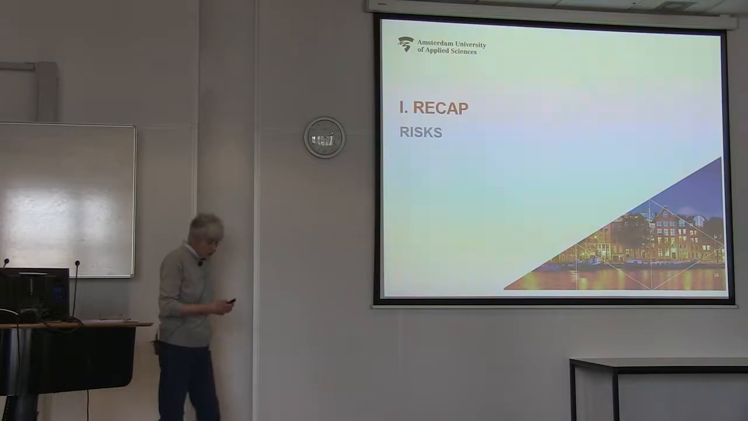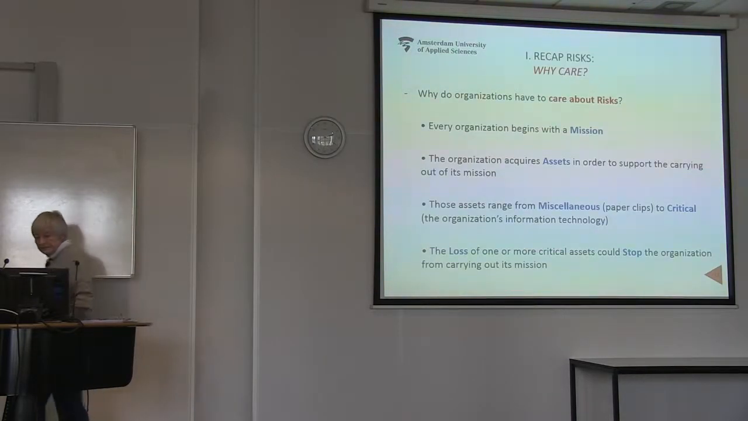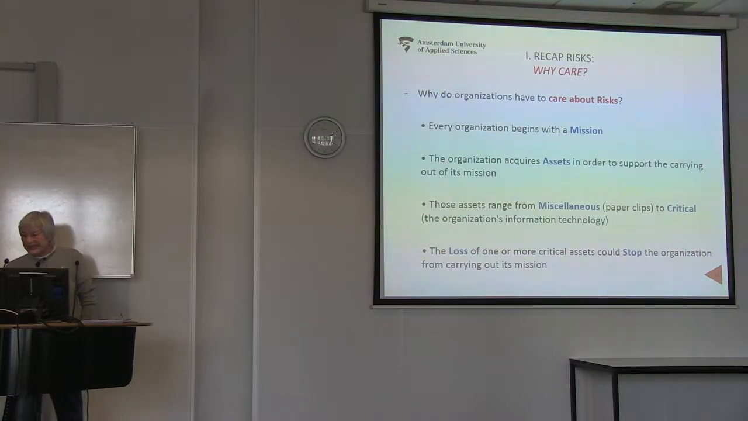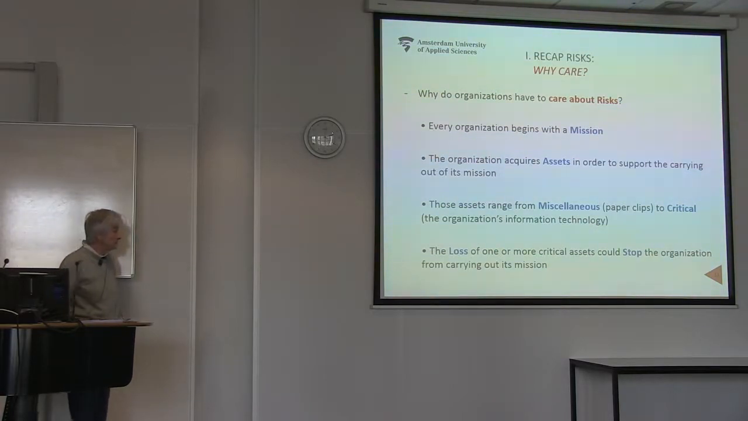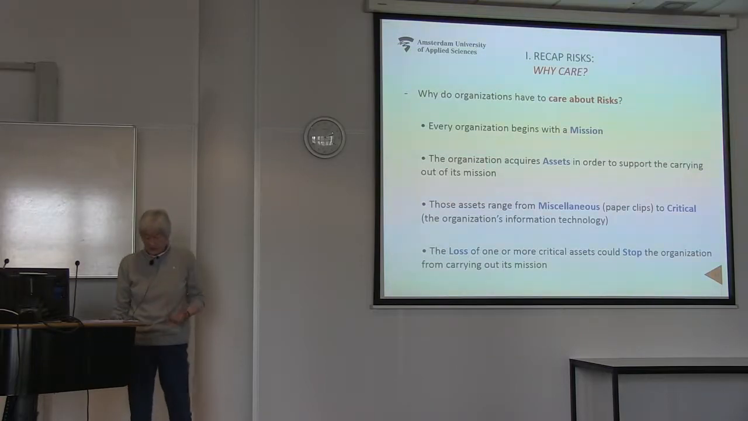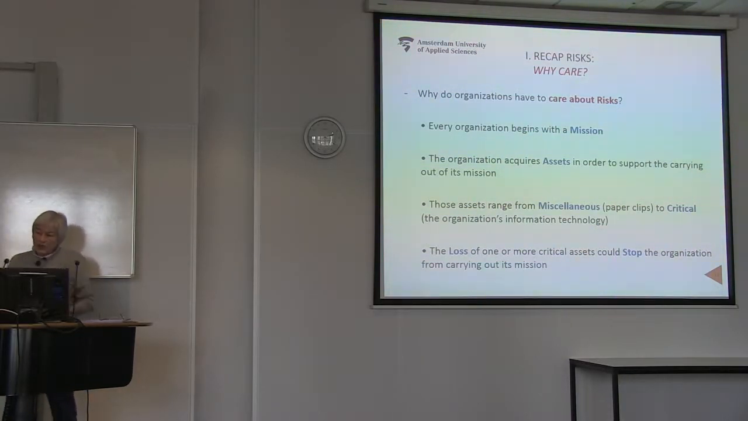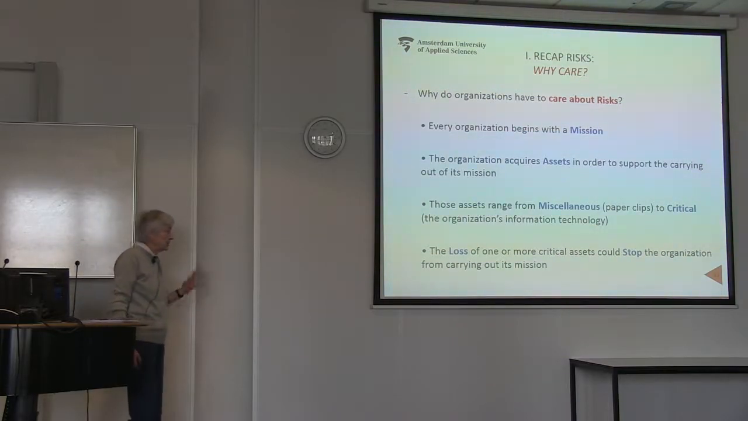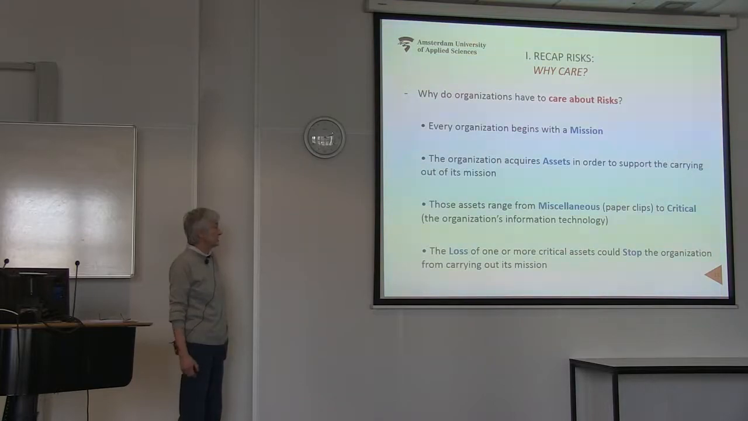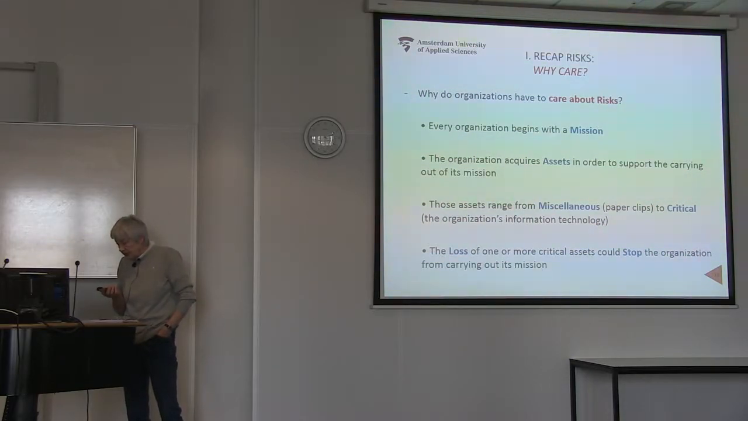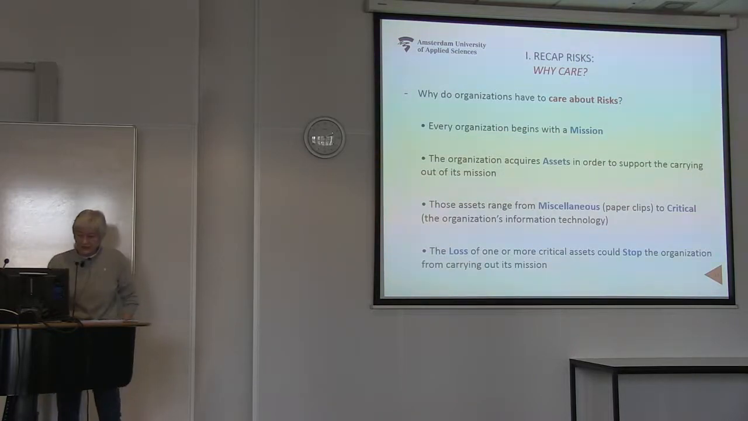Okay. A short recapitulation about risks. We know we have to care. Why? The mission is the most important. That is what we want to achieve. Therefore, we buy or acquire assets. We need those assets to fulfill our mission, and assets can be miscellaneous that will not cost very much, like paperclips, or assets that are very critical. We can't afford to lose a critical asset, because otherwise we can't manage to achieve our mission. And it could be even worse. We could stop existing as an organization.